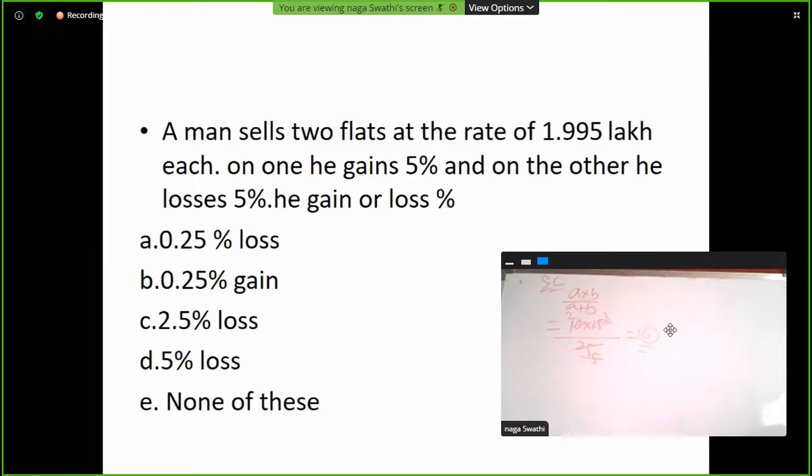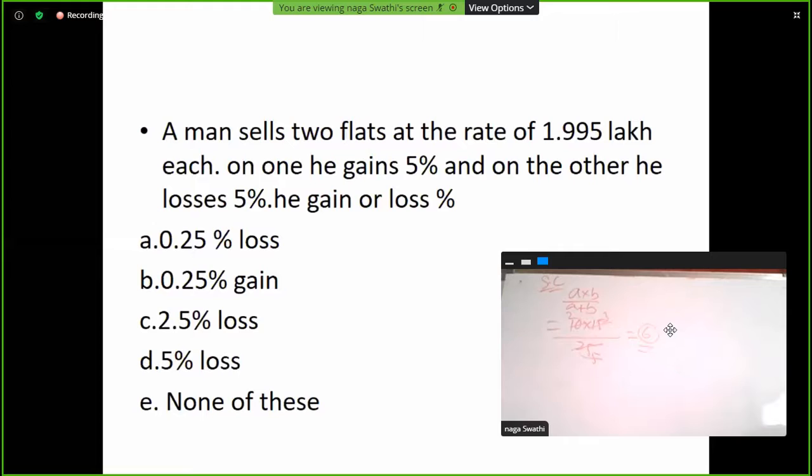A man sells 2 flats at the rate of 1.995 lakhs each. On one, he gains 5% and on the other he loses 5%. Okay, answer? It is an important one. Already we discussed.